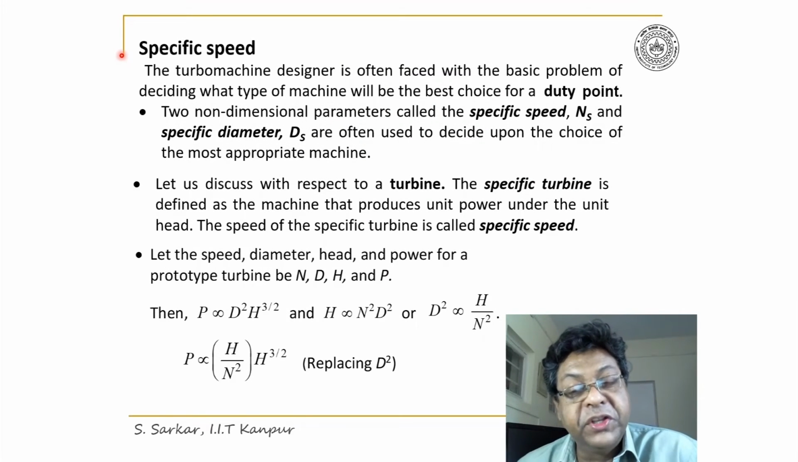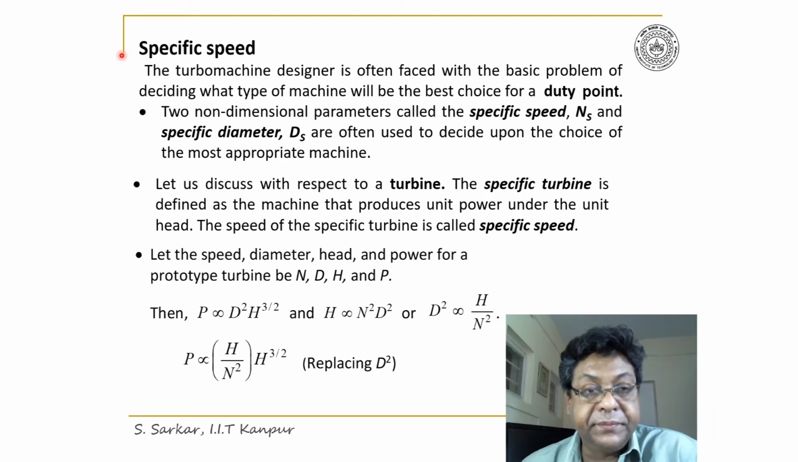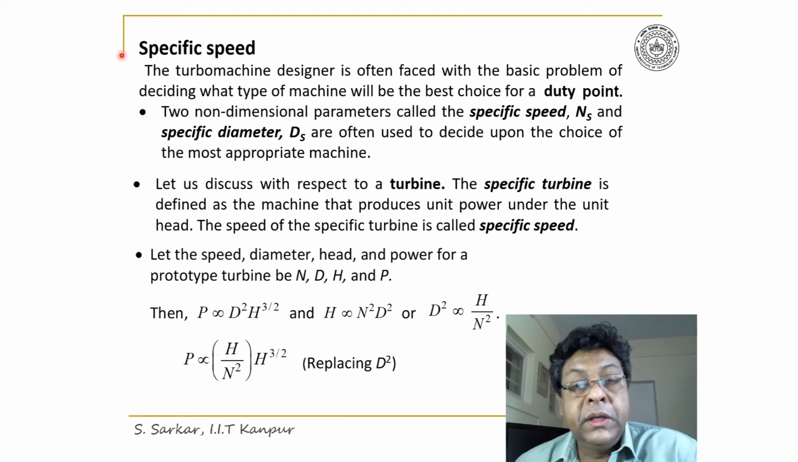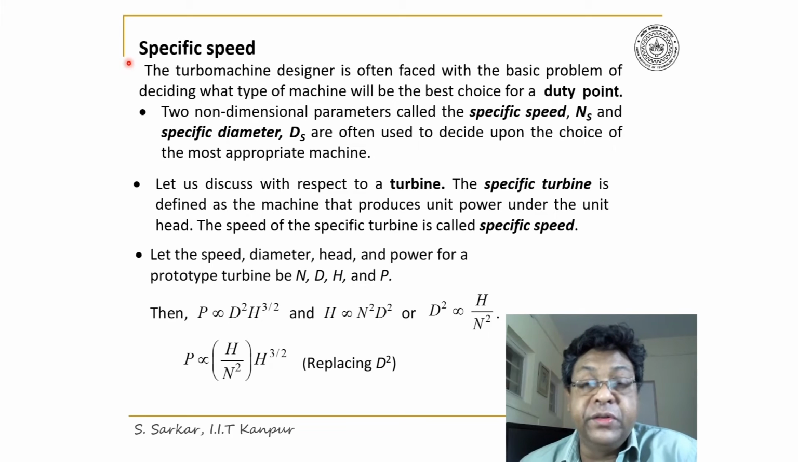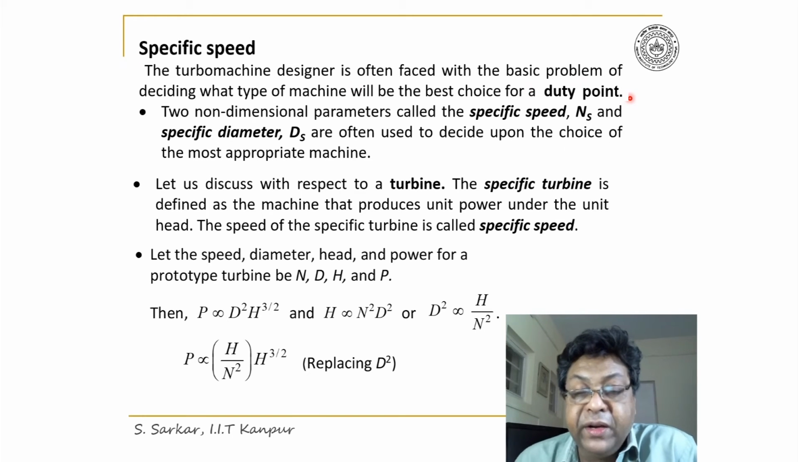I'll discuss about the specific speed now, which is a very important parameter in turbomachinery applications. The turbomachine designer is often faced with the basic problem of deciding what kind of machine will be the best choice for the given duty point. Now, what is the duty point? Duty point is the combination of N, H, Q for which the machine would be designed.